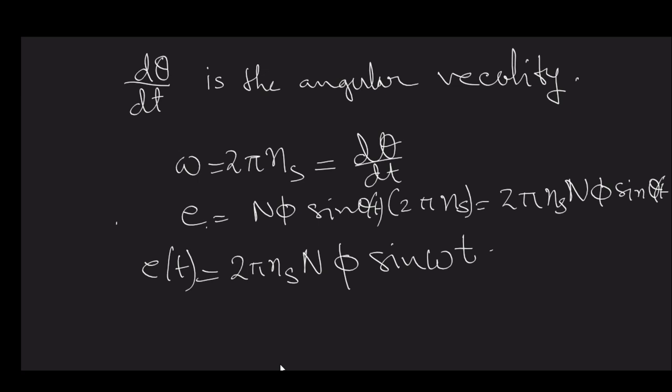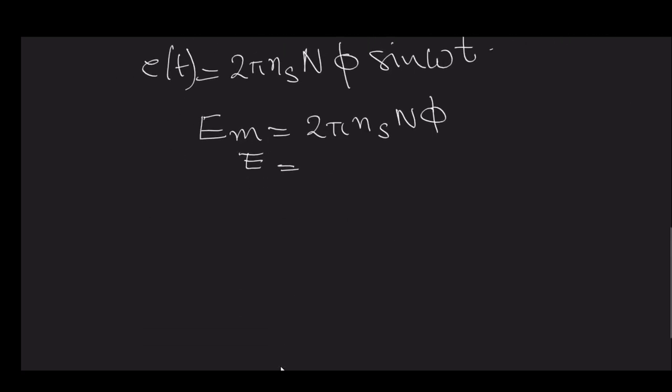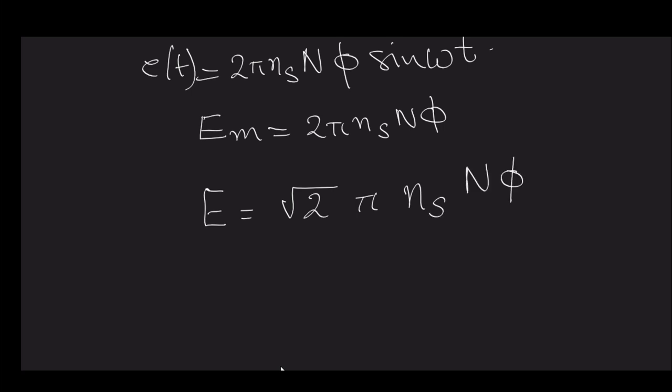Now if you want to find out the maximum value Em, how much will the maximum value be? 2 pi ns N phi, because the maximum value of sin is 1. And what would be the RMS value? Generally we denote the RMS value or phasor, as I told you in my earlier videos, by simple capital letter E, that is root 2 pi ns N phi, right?